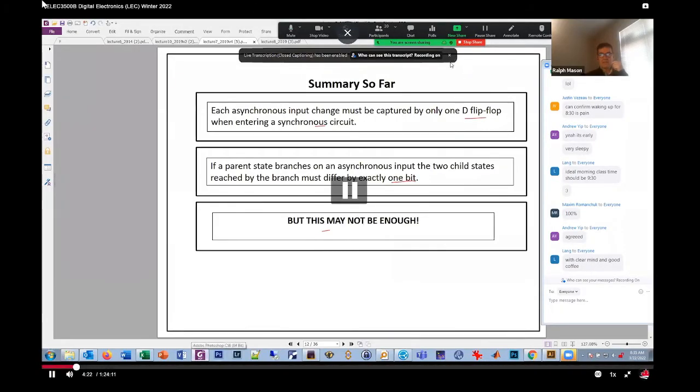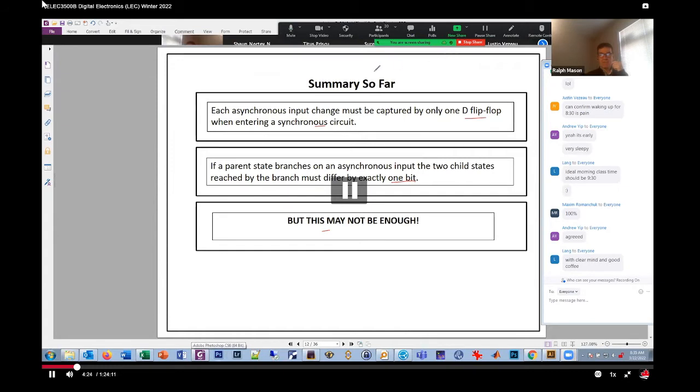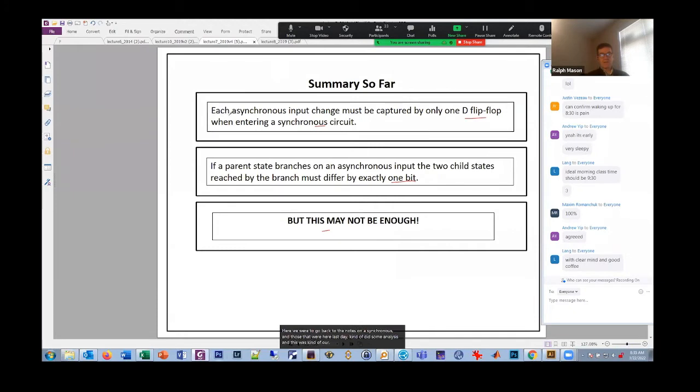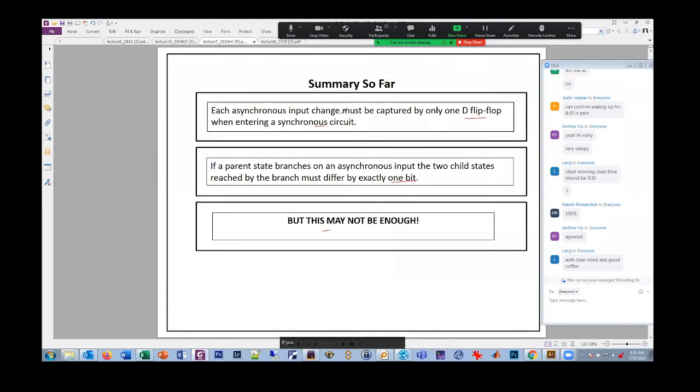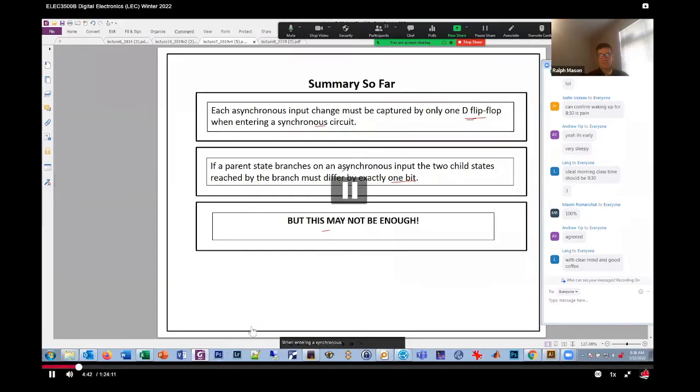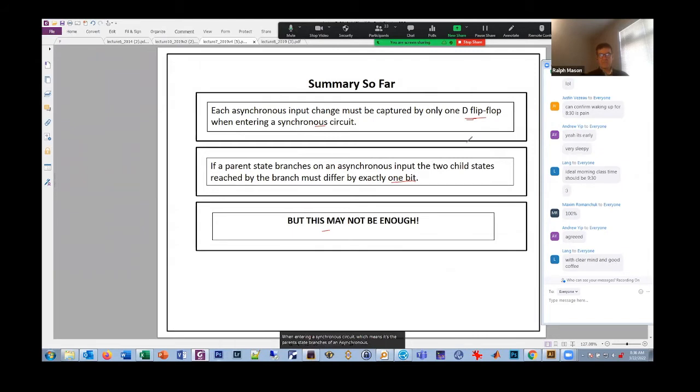And for those that were here last day, we did some analysis, and these were our final conclusions. If we have a finite state machine with an asynchronous input, each asynchronous input change must be captured by only one D flip-flop when entering a synchronous circuit, which means that when the parent state branches on an asynchronous input into two child states, the child states reached by the branch must differ by exactly 1 bit.